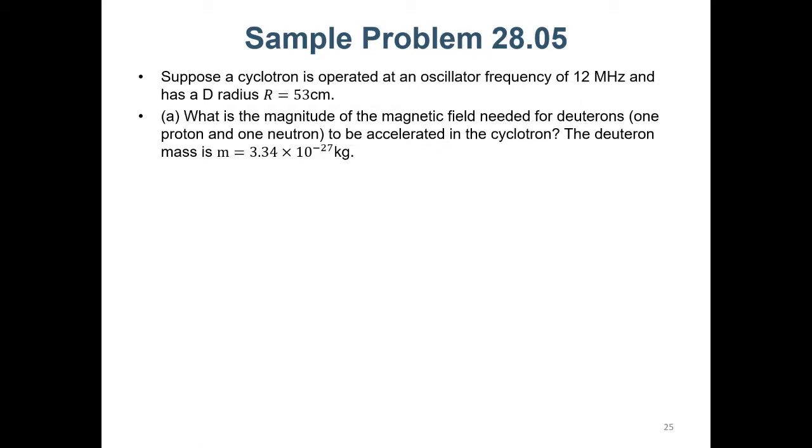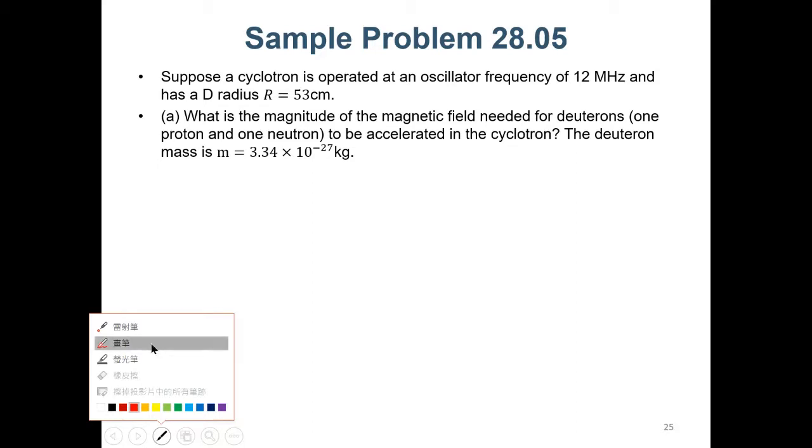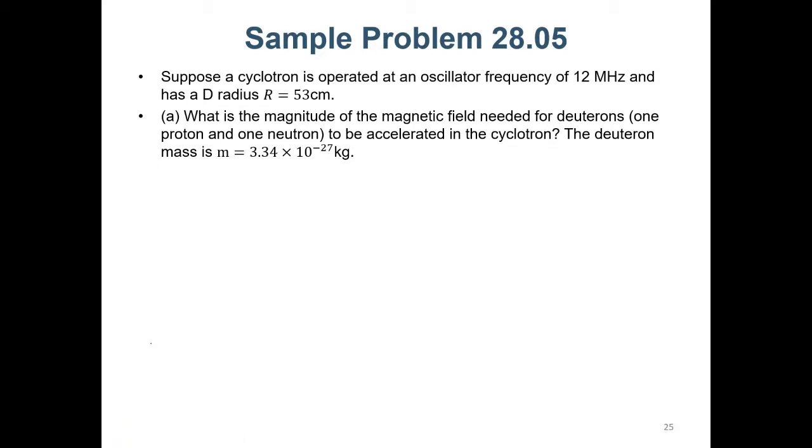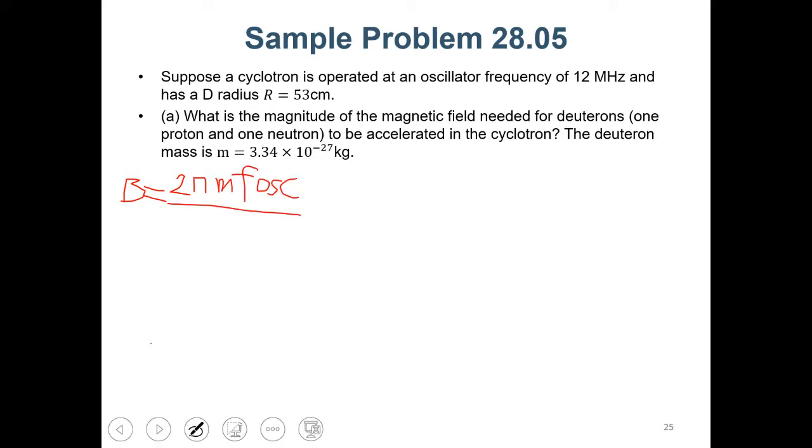So we know that B equals 2 pi m f oscillate over q. So you plug in the values.